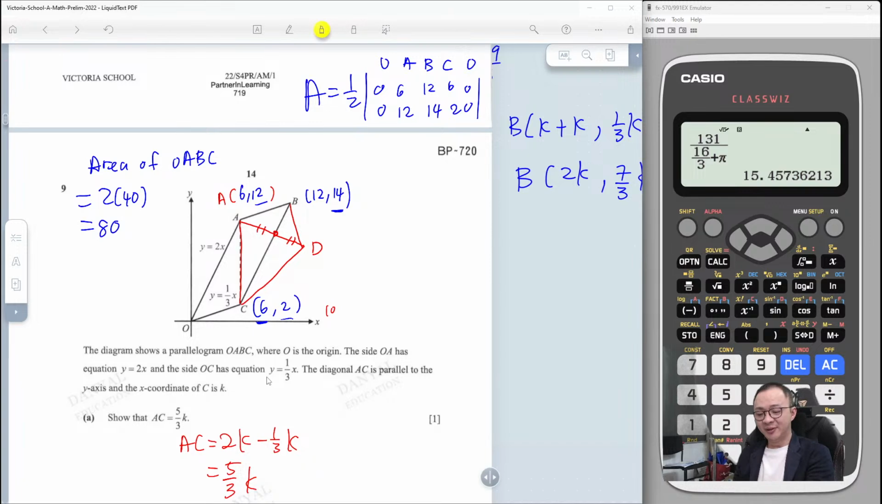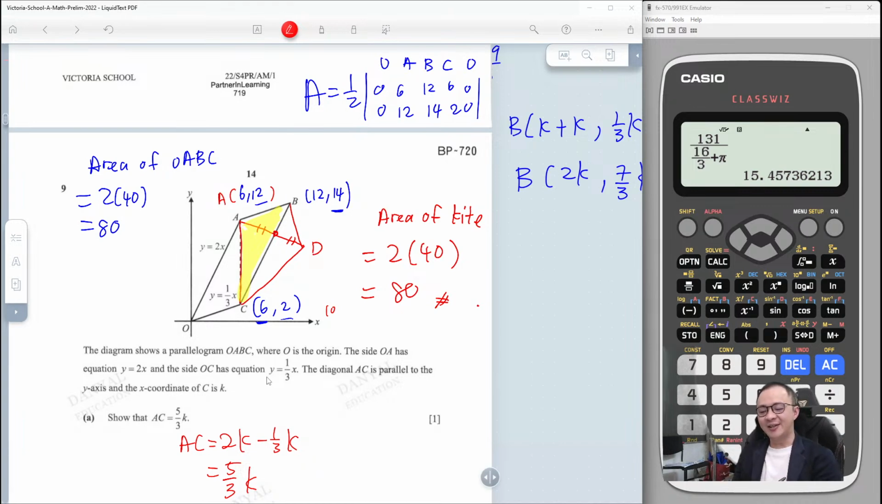But remember, just now we literally got this area already, right? This area is 40, isn't it? Just now I showed you. So therefore, the area of the kite is basically the same. 2 times 40 is 80. Done.